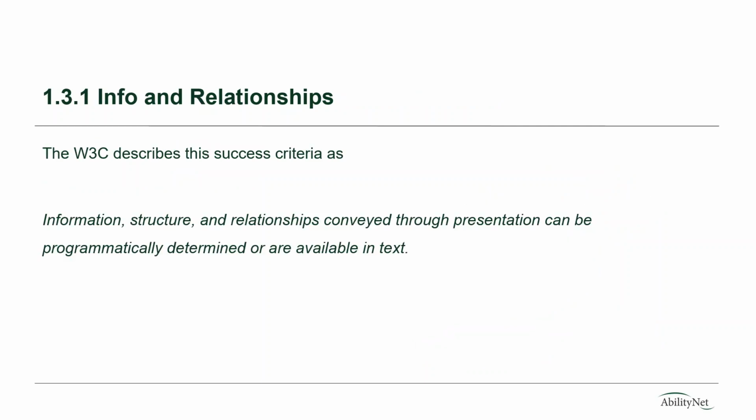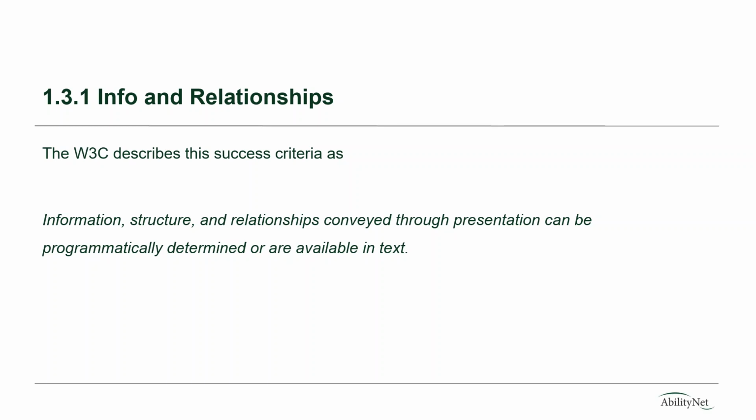So what do we mean by information and relationships? This is described by the W3C as: information, structure, and relationships conveyed through presentation can be programmatically determined or are available in text. So what does this actually mean?